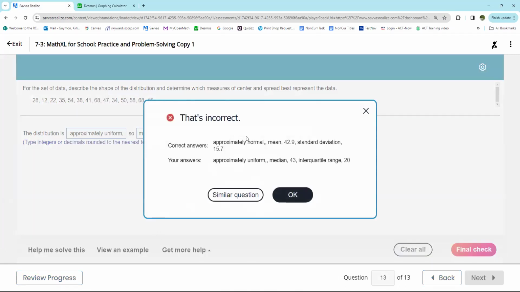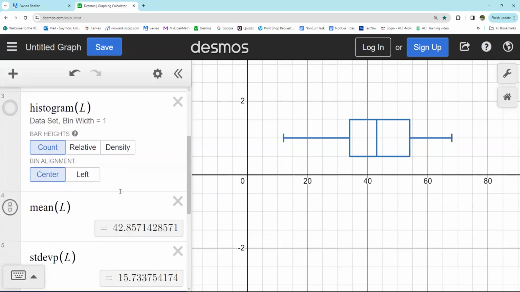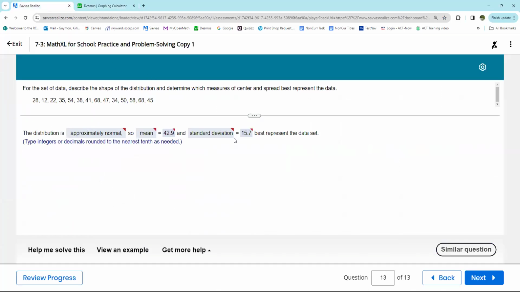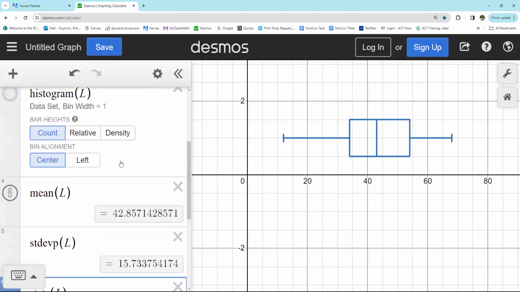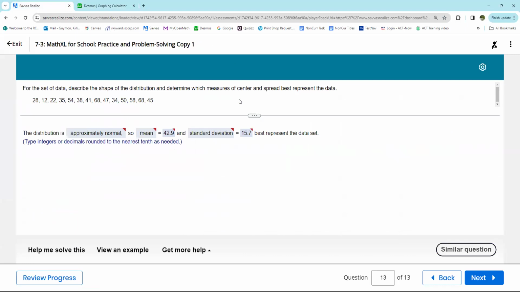So if we're using the other two, approximately uniform and the median at 43 with the interquartile range, what did they want? They said they wanted normal. We had that. We did our mean and we did our standard deviation. So I thought we had that as an answer once, but it did not do it. So let's try one more time. I thought that's what I put in, the normal, mean when we did it, 42.9, and the standard deviation of the population, 15.7. Oh, I thought I typed that as an answer.